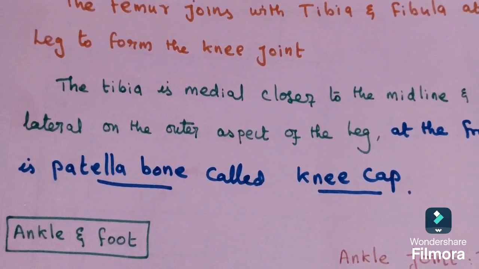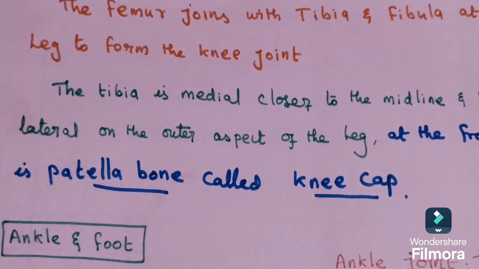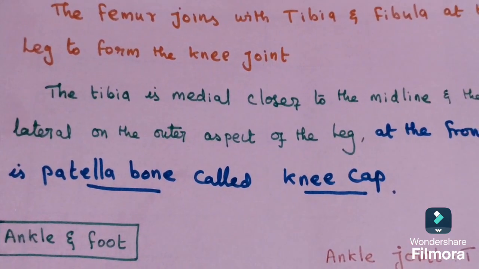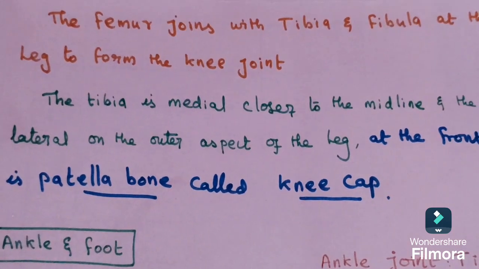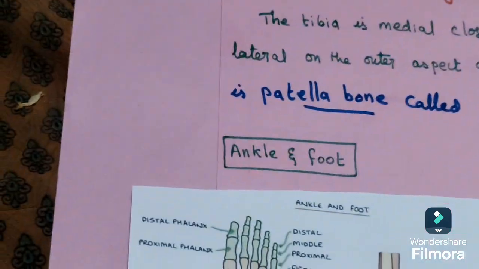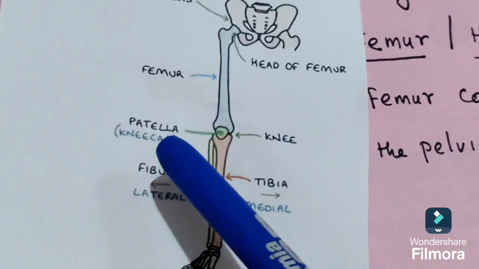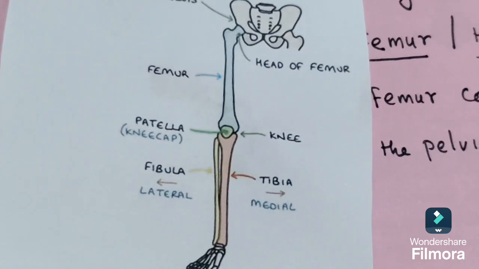At the front of the knee is the patella bone, which is commonly called the kneecap.